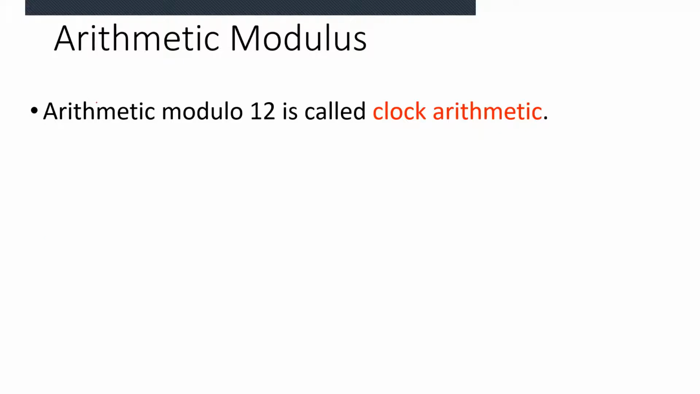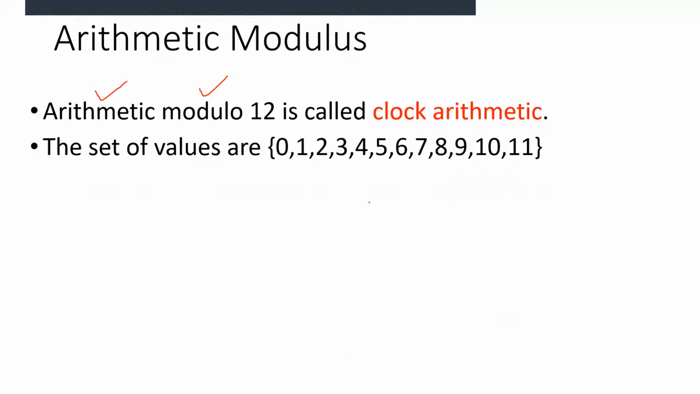First we have to do the arithmetic operation and then find the modulus with 12. So what will be the set of values for 12? It's 0 to 11. So the set of values will be from 0 to 11. And then you perform the arithmetic operation.